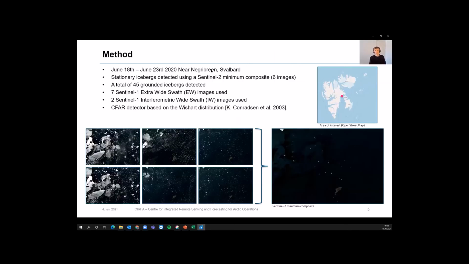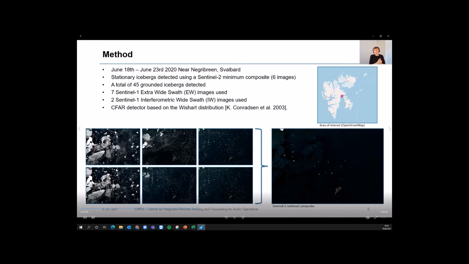In our project here, we have focused on a small area near Negri in Svalbard. This area is very dynamic with a lot of icebergs. So in order to verify the observations we're doing from Sentinel-1, we are using optical Sentinel-2 images. Unfortunately, the satellite overpasses of the two satellites have a time difference of up to several hours, and they can't be compared one-to-one when the icebergs are moving. Therefore, we have focused exclusively on grounded icebergs, that is, icebergs that remain stationary for a period of time.